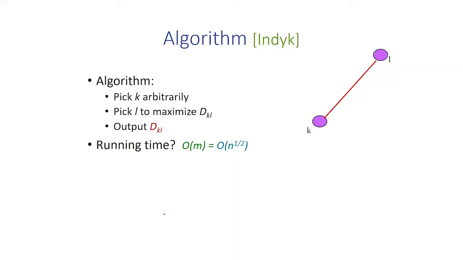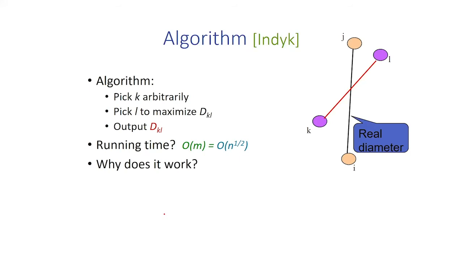What can I say about DKL? Why is this a good thing? Why should this be anywhere near the maximum? Okay, so why it works is this. Suppose the real diameter is between I and J. Maybe those are the farthest two points. All right, so I and J are the farthest two.